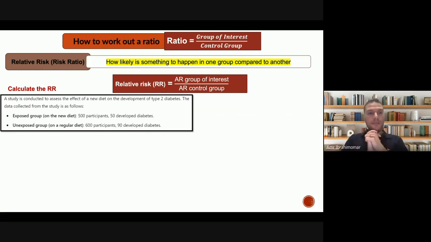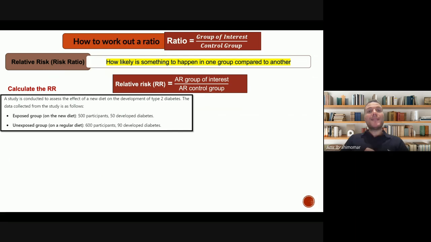Let's have an example. A study is conducted to assess the effect of a new diet on the development of type 2 diabetes. They exposed a group to the new diet. 500 people took that new diet, and 50 people developed diabetes. In the unexposed group, 600 people remained on the regular or old diet, and 90 of them developed diabetes.